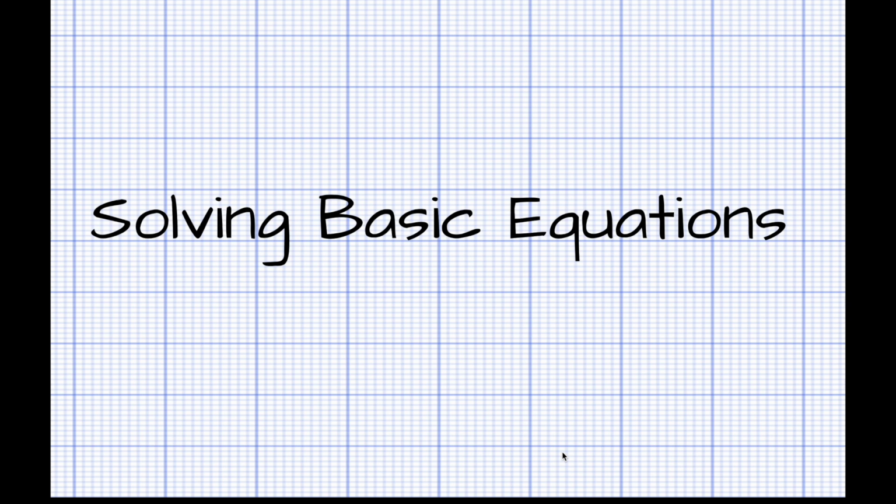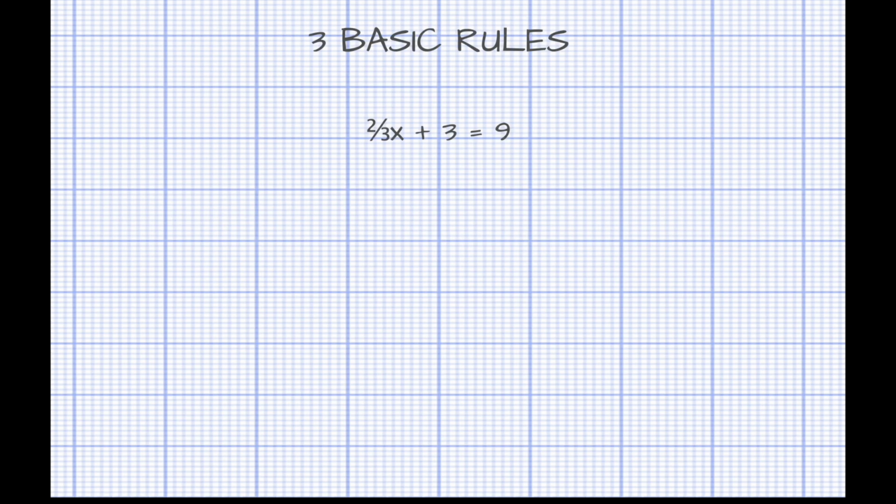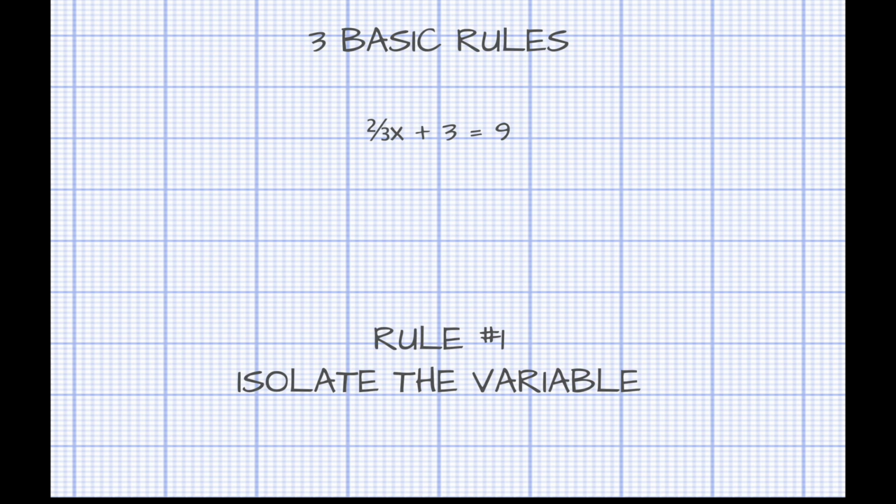Hello! Today we will be learning how to solve basic equations. The goal is to find what x, or what your variable, equals. To achieve this, there are three basic rules. Rule number 1 is to isolate the variable.